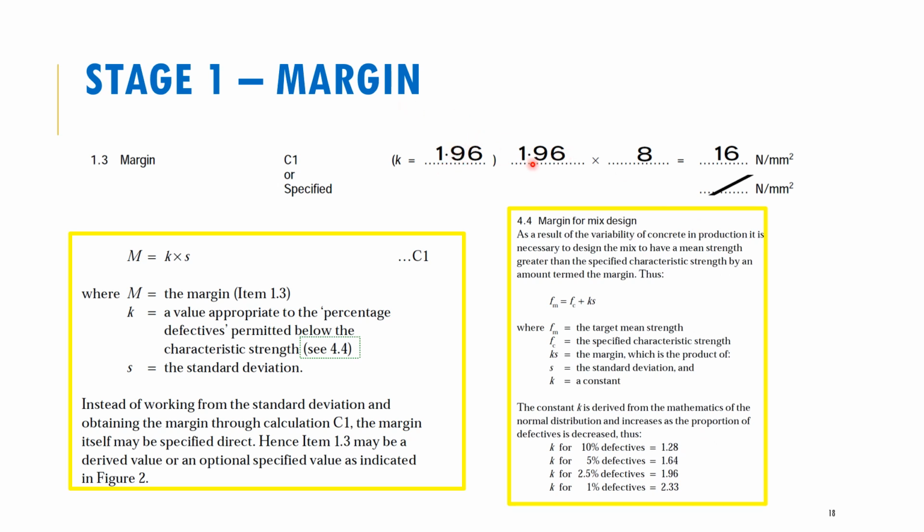And that's what we need to fill out over here. So K is equal to 1.96 according to section 4.4. And to calculate the margin, we use the equation C1, and equation C1 is given over here. It's K multiplied by S, so K 1.96, which I got from section 4.4, multiplied by my standard deviation in the previous slide, and my margin is equal to 16.